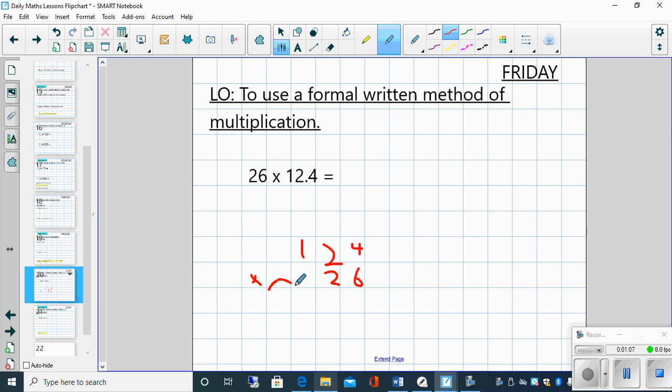And if we draw our line, you obviously will be using a ruler. Sorry, Mr. Murphy hasn't got access to that.